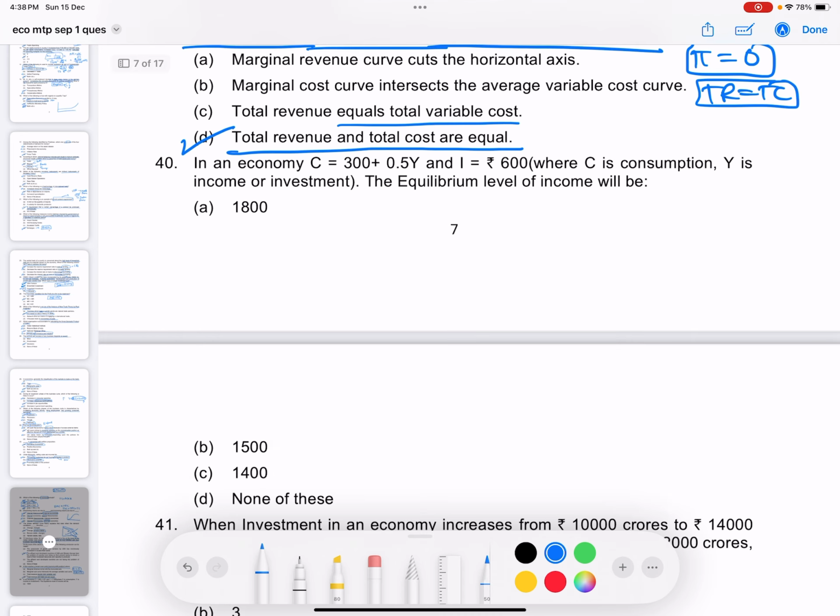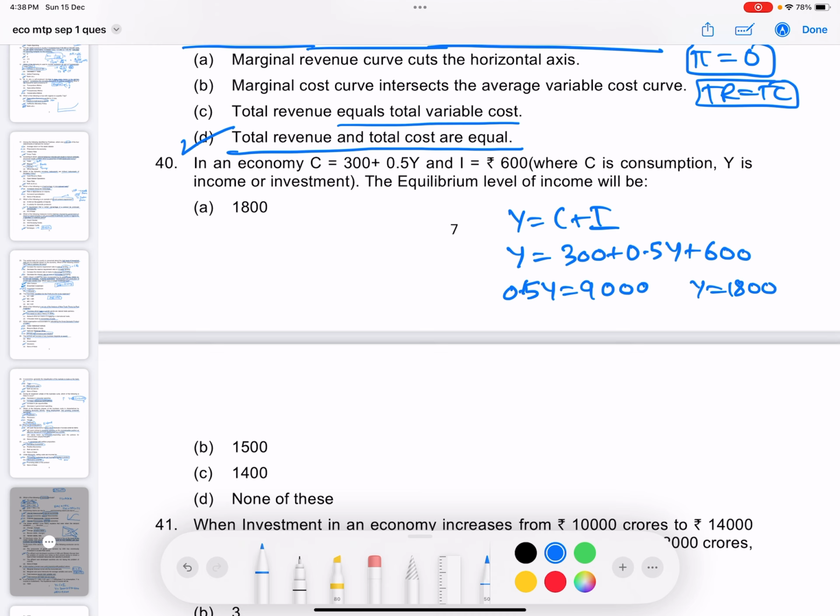40th question. In an economy, C equals to this, I equals to this, Y equals to this. So they are talking about a two-sector economy. This is fairly easy. 300 plus 0.5Y plus 600. So 0.5Y equals to 900. So Y becomes 1800. This is fairly easy.